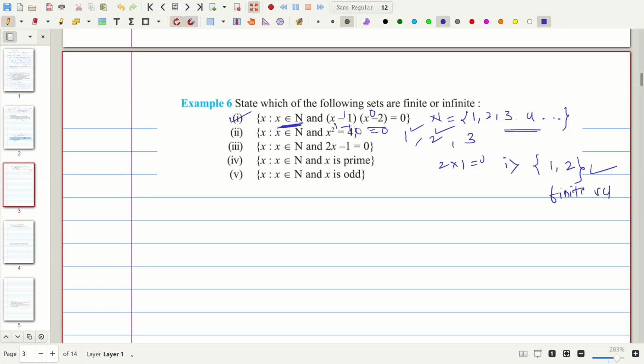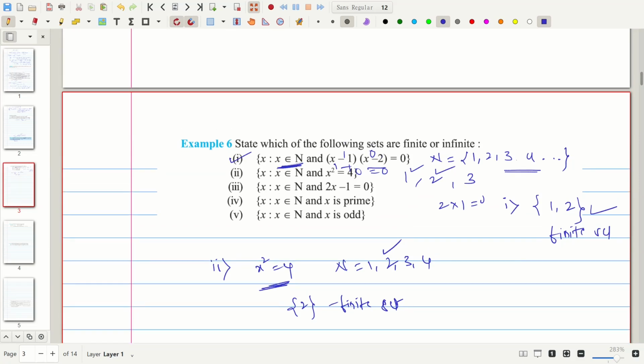Consider example 2. In example 2, x square is given as 4. Among natural numbers, which number is satisfied? If we put the value 2 here, it will be satisfied. So it is the set of 2. Then it is also a finite set.